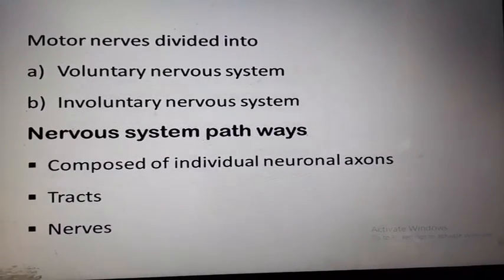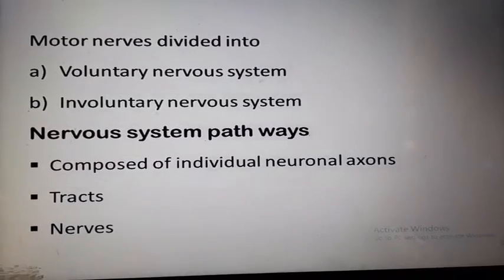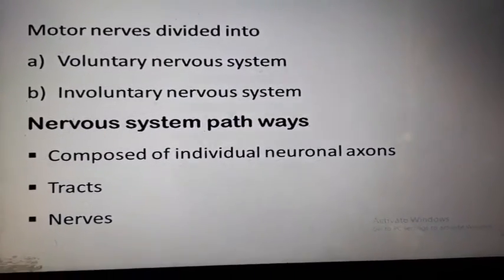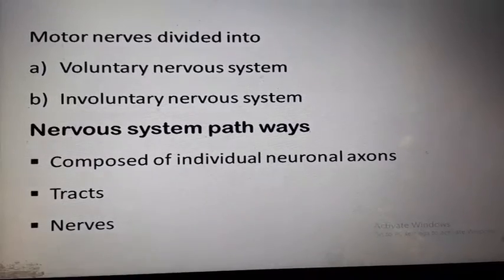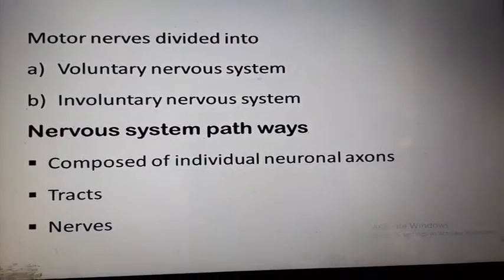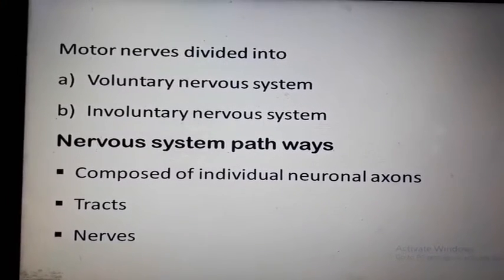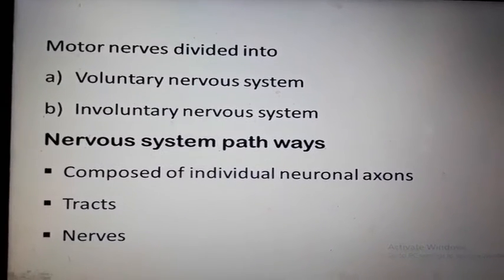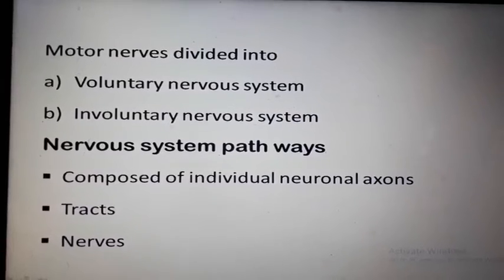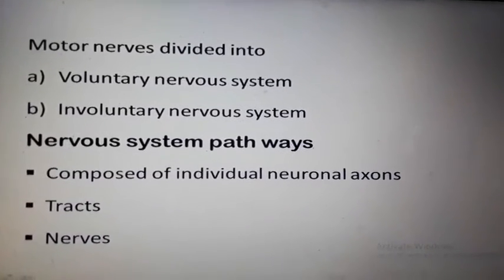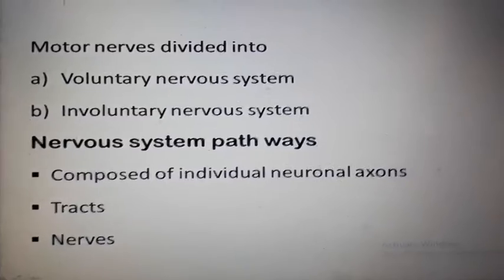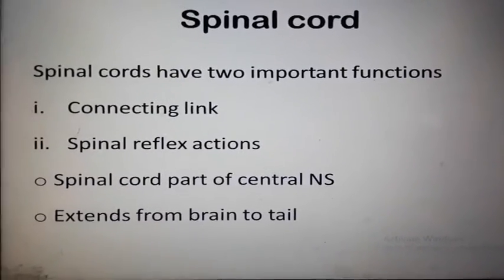And cell bodies from which the axons extend often cluster into groups. These groups are called nuclei if they are in the central nervous system, and ganglia if they are part of the PNS. After the nervous system pathways, we move towards the next part, that is the spinal cord. So what is the spinal cord?